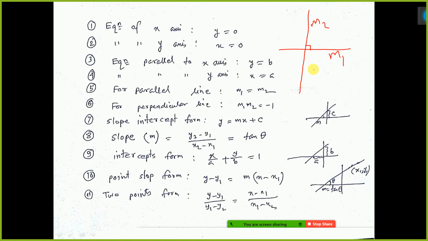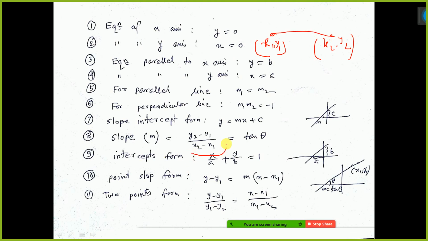Now matter is that what is m and what is m1 and what is m2. This one you have learnt in class 9. This m1, how to find: (y2 minus y1) by (x2 minus x1). What is x1 y1 and x2 y2? Let's say two points are there. This is x1 comma y1 and this is x2 comma y2. So if you join these two points, then their slope you can get with this formula.